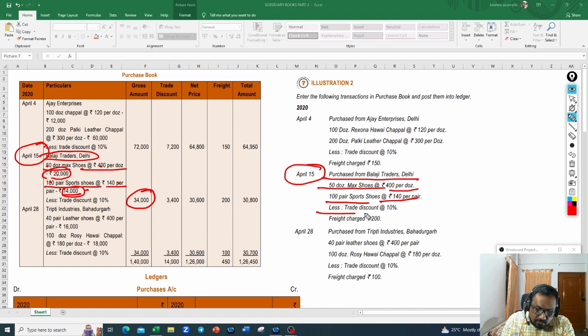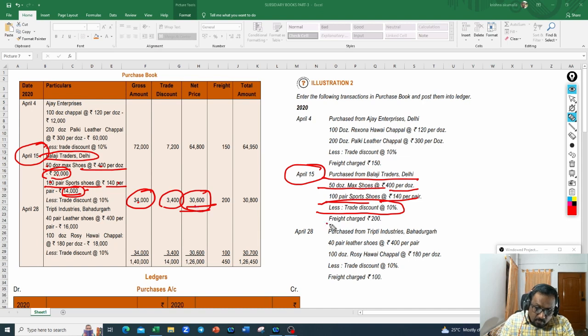On that, he said you need to deduct 10% trade discount. 34,000, if you calculate 10%, it will come to 3,400 as your trade discount. Then 34,000 minus 3,400 is 30,600. This is what net purchases we made from Balaji Traders. Are you clear? 30,600 is what we purchased from Balaji Traders.